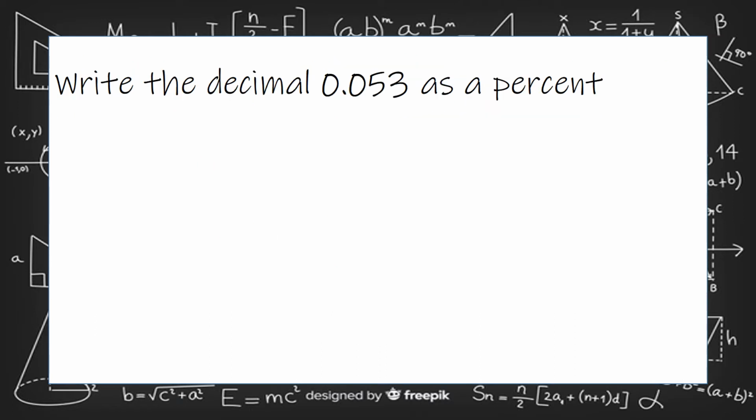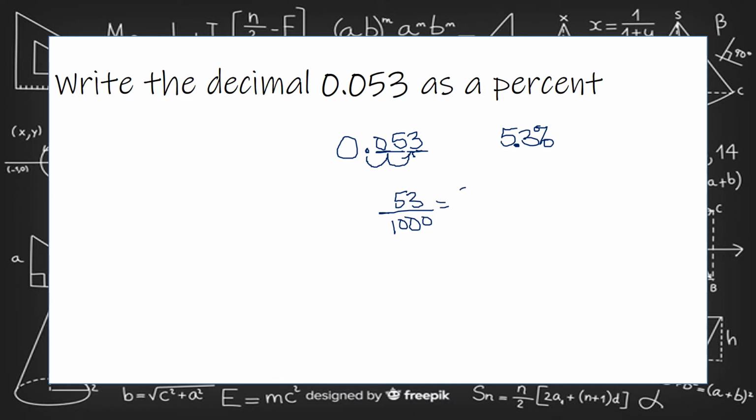Write the decimal 0.053, or 53 thousandths, as a percent. So when you're writing a decimal as a percent, remember that in this 53, the first 0 is in the 10th position. The second one is in the 100th position, and the last one is in the thousandths. So you can move it 2 spots, because remember they are parts of 100. So it would be 5.3%.